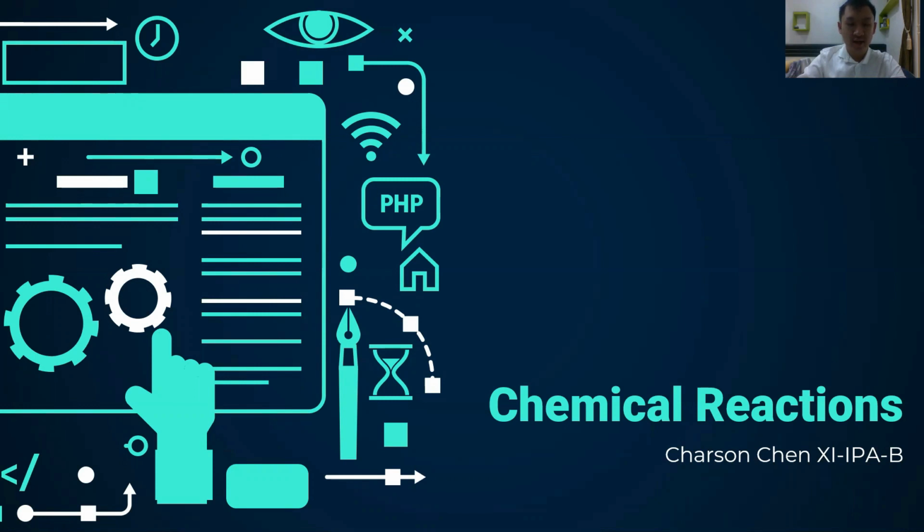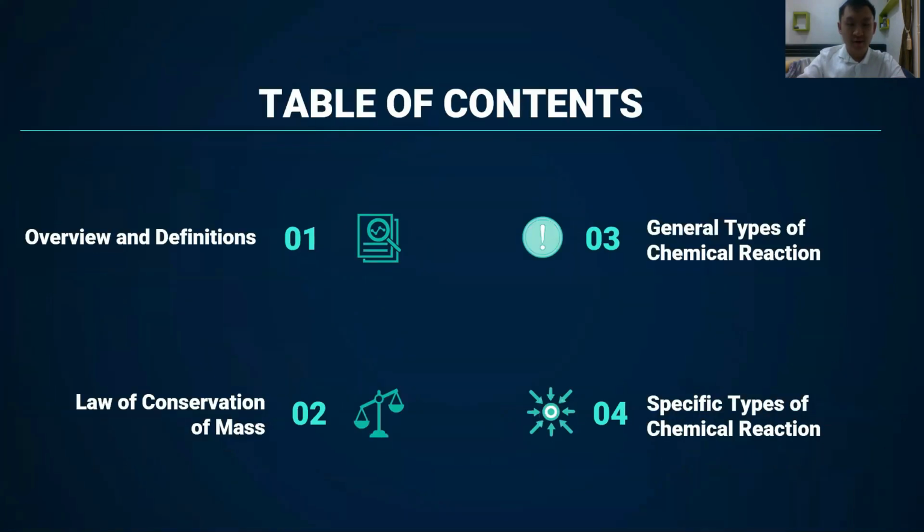Now, onto the lecture. Here is the table of contents of this video lecture. First, I'll be giving an overview of chemical reactions as well as explaining the basic definitions of various terms in chemical reactions that we'll be using in this lecture. Next, I'll be explaining the law of conservation of mass and why it matters in chemical reactions. Third is the general types of chemical reaction, and fourth is the continuation, which is the specific types of chemical reaction.